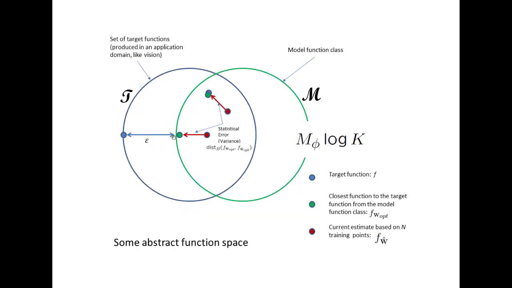So in this case, the red one means our best estimate with a finite number of data. There will be a difference between the best possible function, this green one, and the one we are currently estimating. Or here, even if the true function can be realized, we have an error because we don't know the parameters of the best model. We can just estimate it based on data.